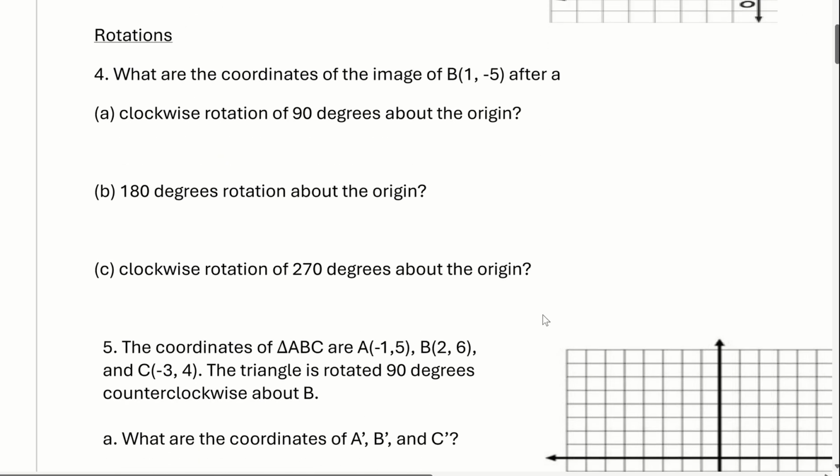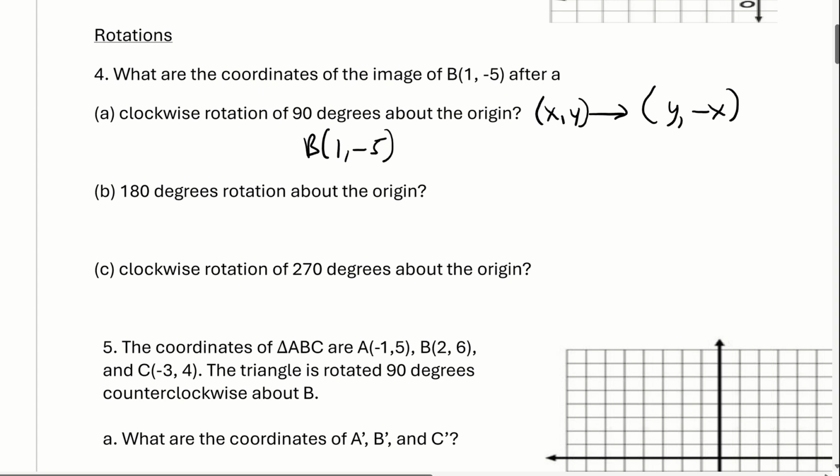So let's look at rotations. What are the coordinates of the image of B (1, -5) after a clockwise rotation of 90 degrees about the origin? All right, so the rule for rotation clockwise about the origin is (y, -x). Okay, so that's your rule. Then we can go ahead and apply that rule. We just got to do it to B, right? So B is 1, -5.